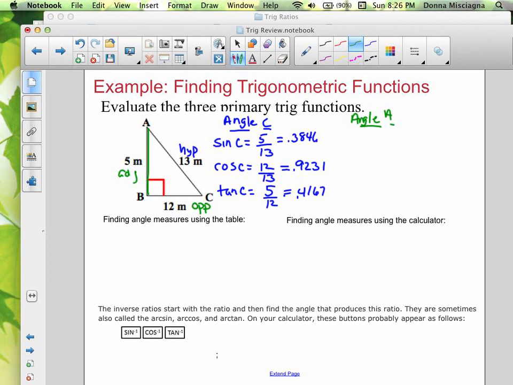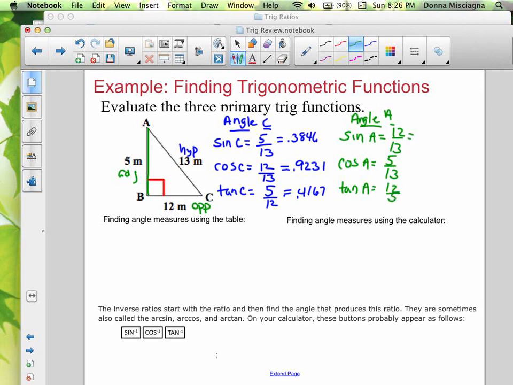So sine A is going to be 12 over 13. Cosine A is going to be 5 over 13. Notice that cosine and sine just switch, because opposite and adjacent switch when we change which angle we're working with. And tangent's just going to be the reciprocal, because now 12 is the opposite and 5 is the adjacent.